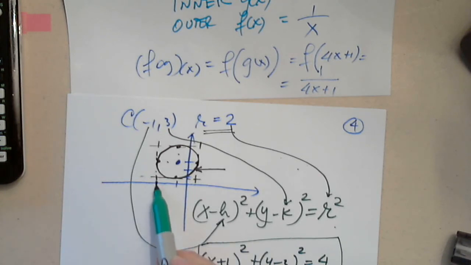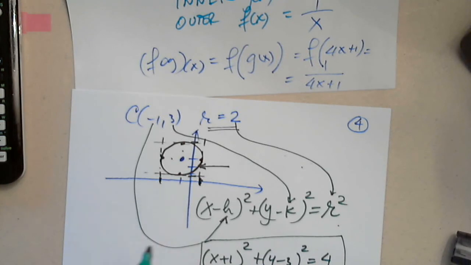And can anyone identify the domain and the range? The domain is -3, 1. Very good.